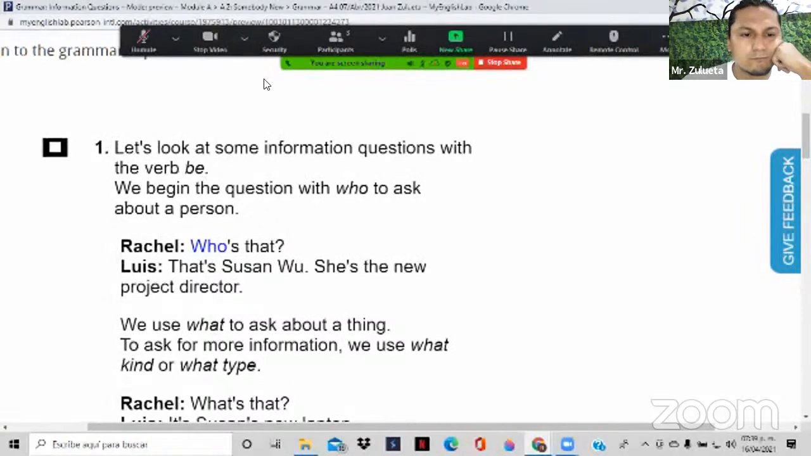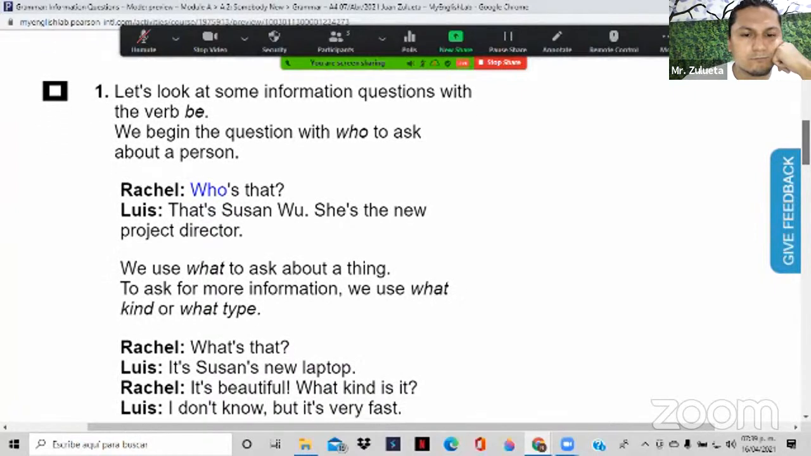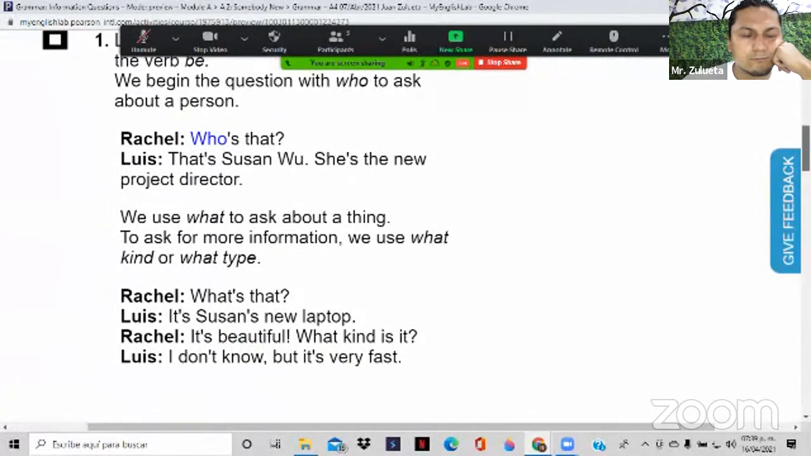We use what to ask about a thing. To ask for more information, we use what kind or what type. What's that? It's Susan's new laptop. It's beautiful. What kind is it? I don't know, but it's very fast.